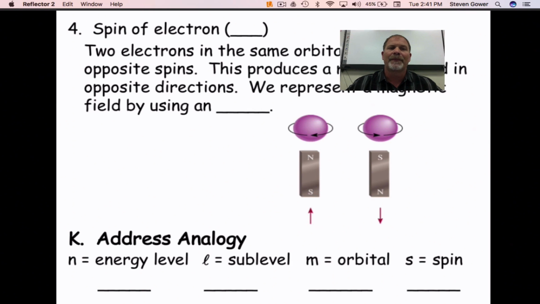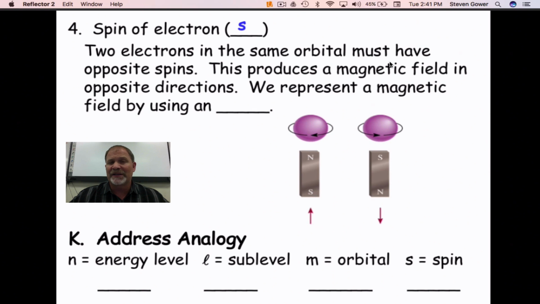Don't worry about that. The last quantum number is represented by S, and that's going to be our spin. What we do know is this: any two electrons within the same room must have opposite spins.